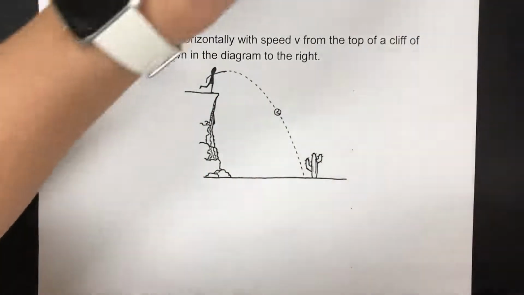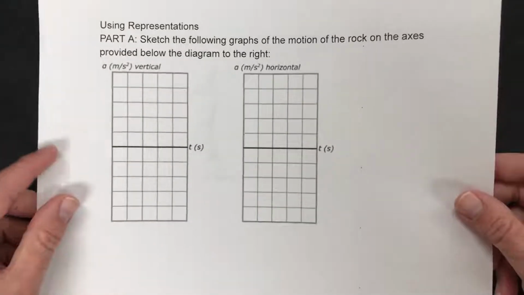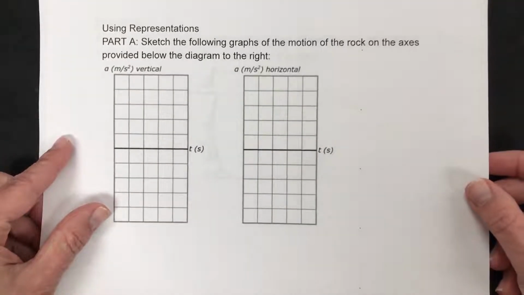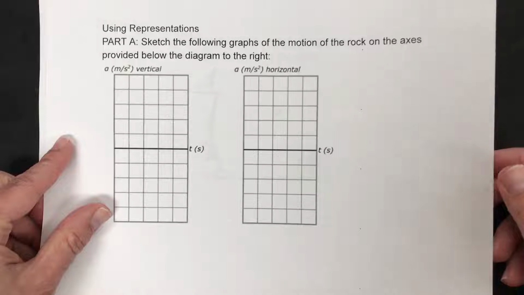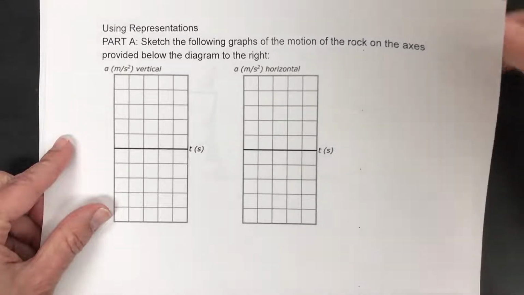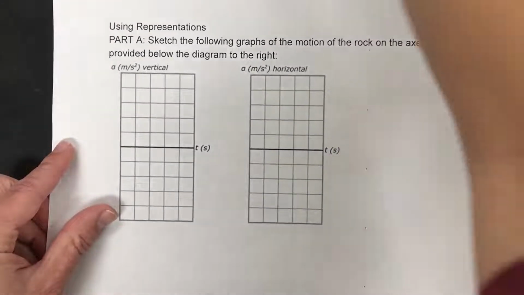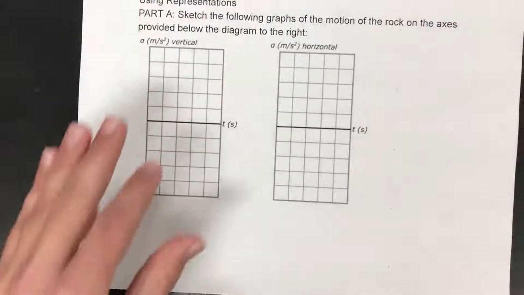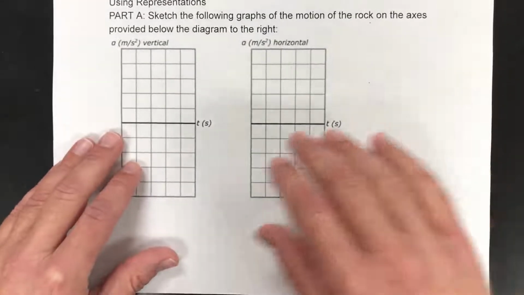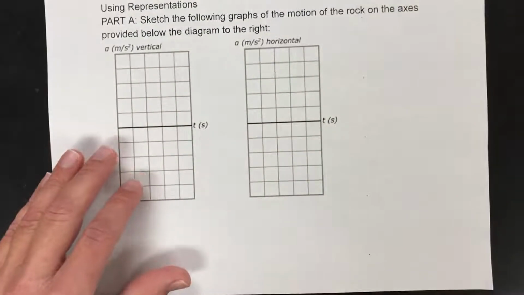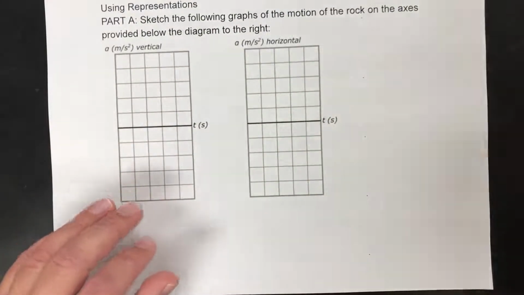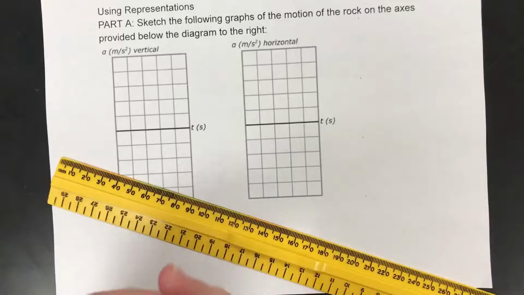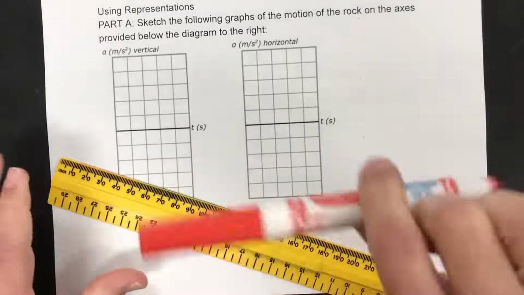So the very first thing that they want us to do is it says sketch the following graphs of motion of the rock on the axes provided below the diagram to the right. So basically these right here. So they want us to graph the acceleration, the velocity, the position, for both vertical and horizontal. So let's do the vertical acceleration here.